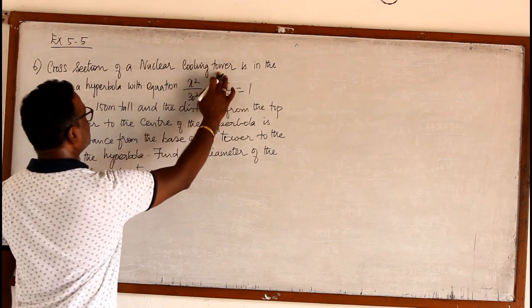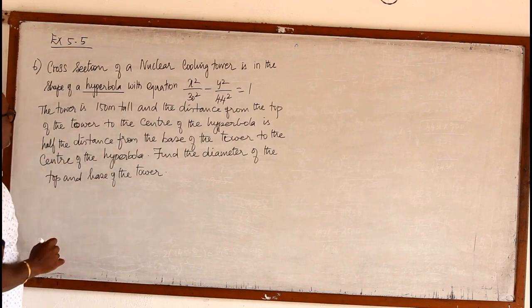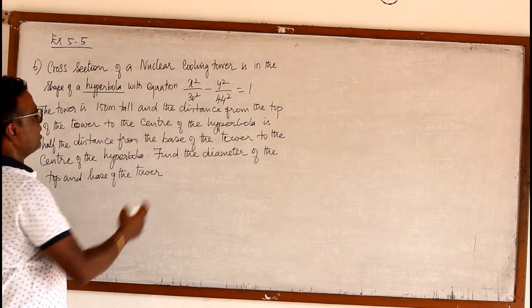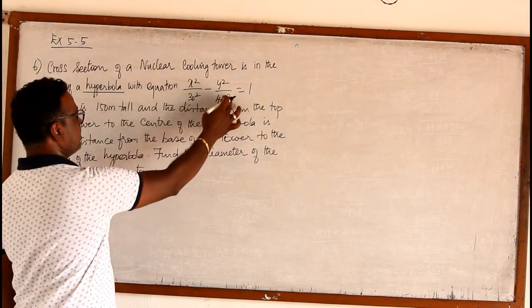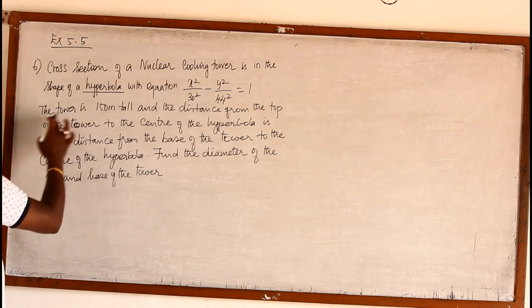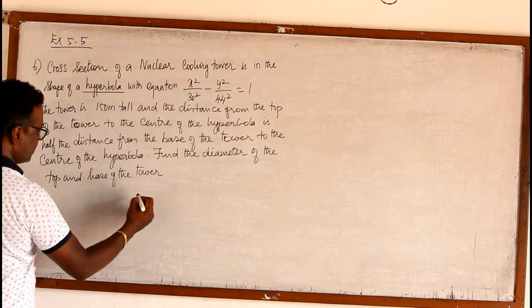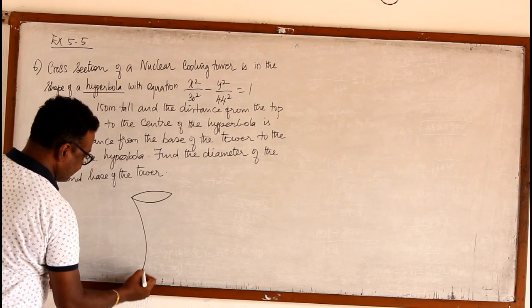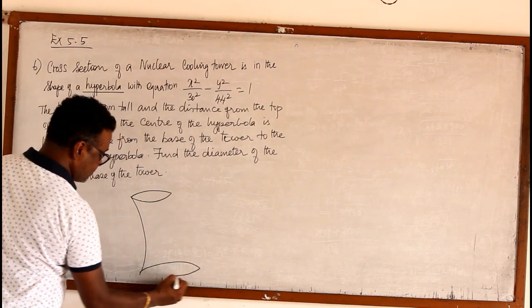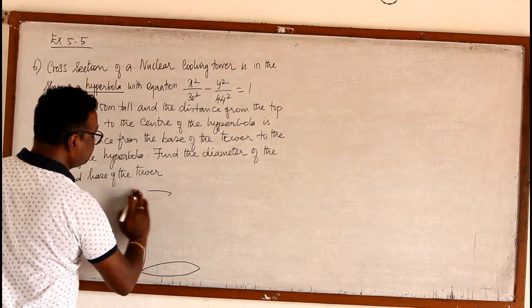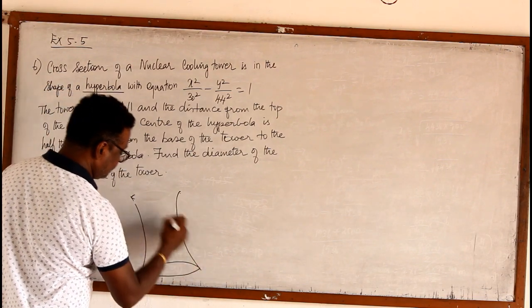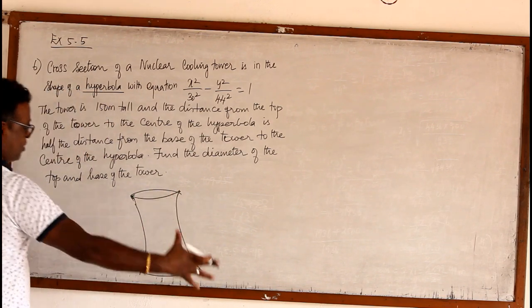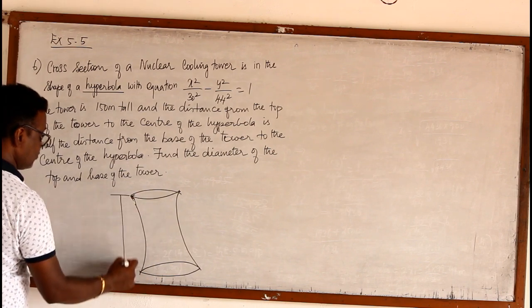Cross section of a nuclear cooling tower is in the shape of a hyperbola. So a cooling tower in a factory is a hyperbola whose equation they gave us: x square by 30 square minus y square by 44 square equal to 1. The tower is 150 meter tall. So shall I say like this? This is the tower. They gave it in the diagram in the book itself. So the top will be somewhat shorter and the bottom will be somewhat larger. The tower height is 150 meter.